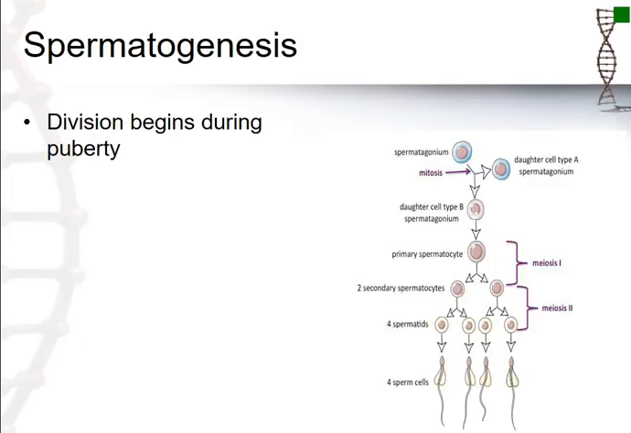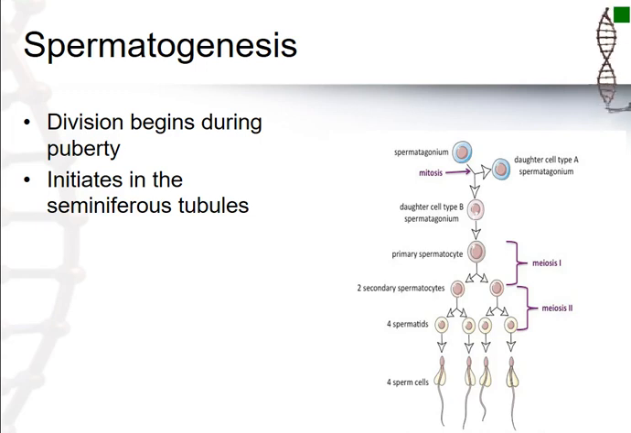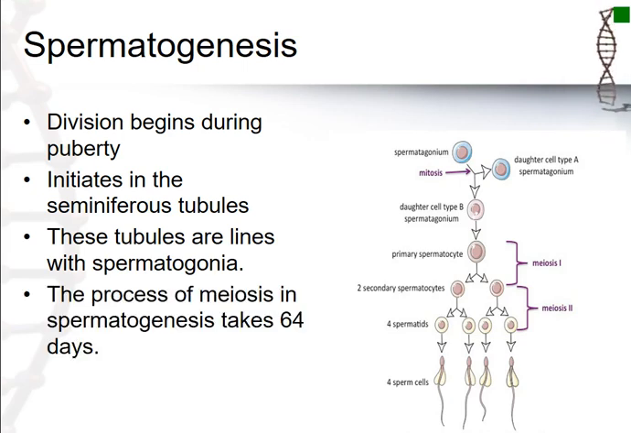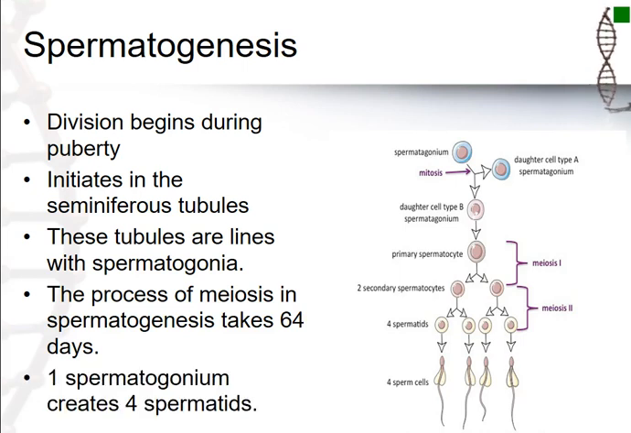Spermatogenesis begins during puberty. It initiates in the seminiferous tubules, and these tubules are lined with spermatogonia. The process of meiosis and spermatogenesis takes 64 days, and one spermatogonium results in 4 sperm.